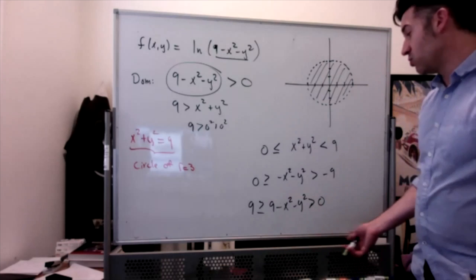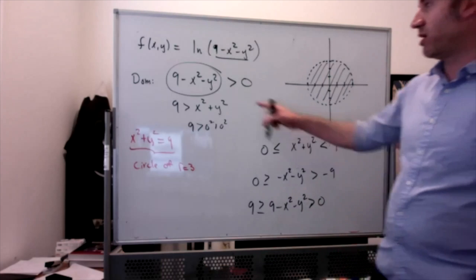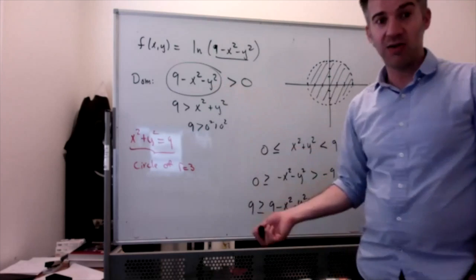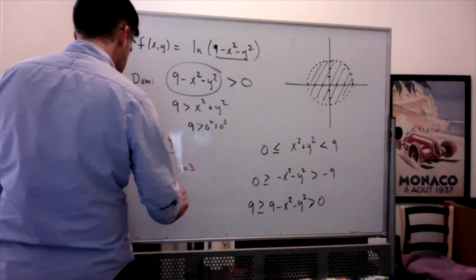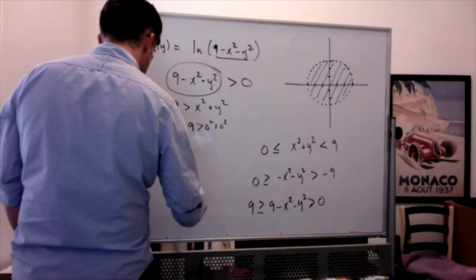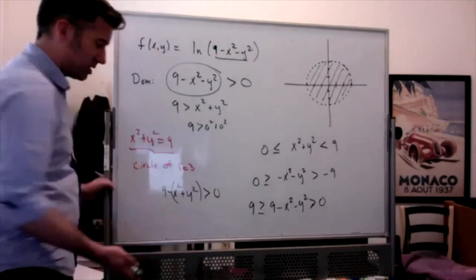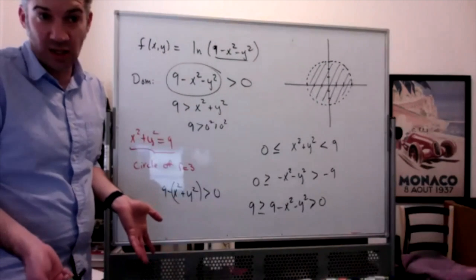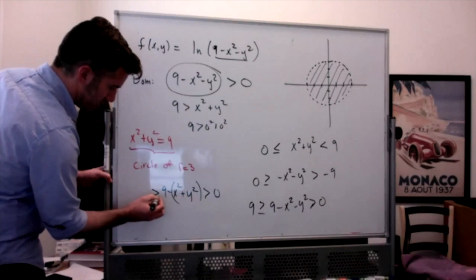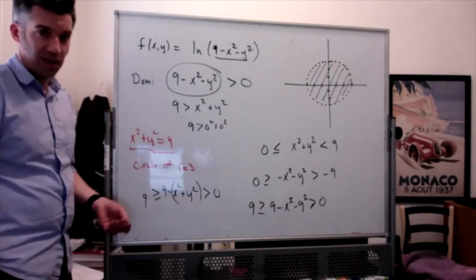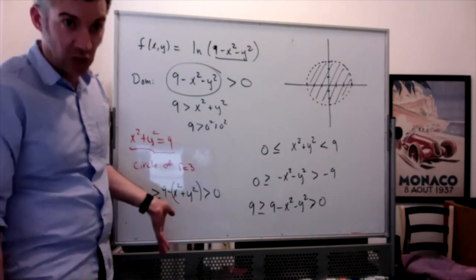I will say, you probably could have worked this out a different way. You probably could have said, well, I know this has to be bigger than 0. And I also know that since x squared plus y squared is at the smallest 0, then the biggest this can be is 9, because the biggest 9 minus something that's non-negative can be is when it's 9 minus 0.